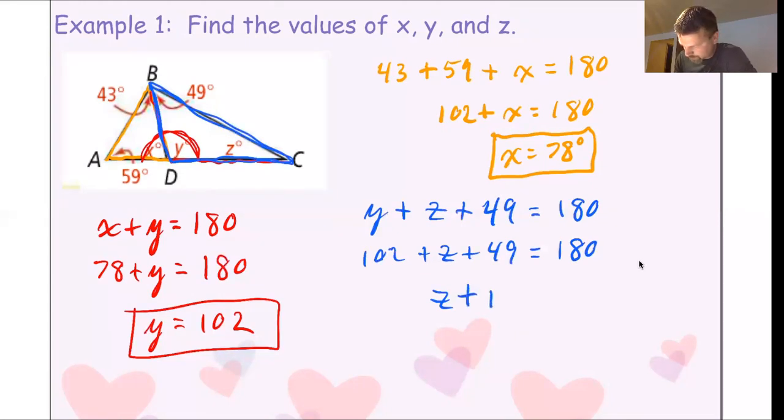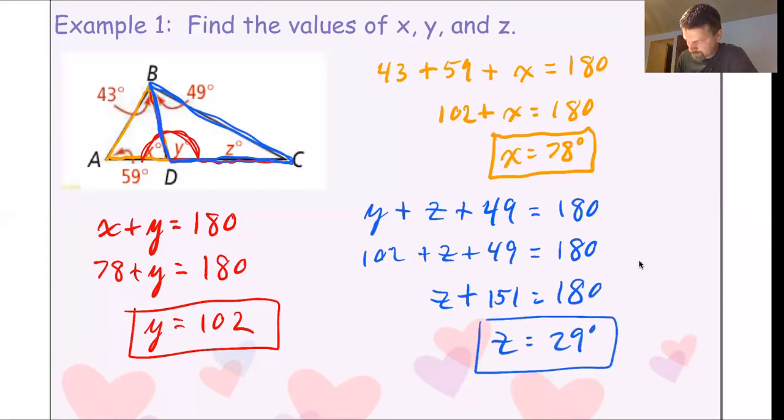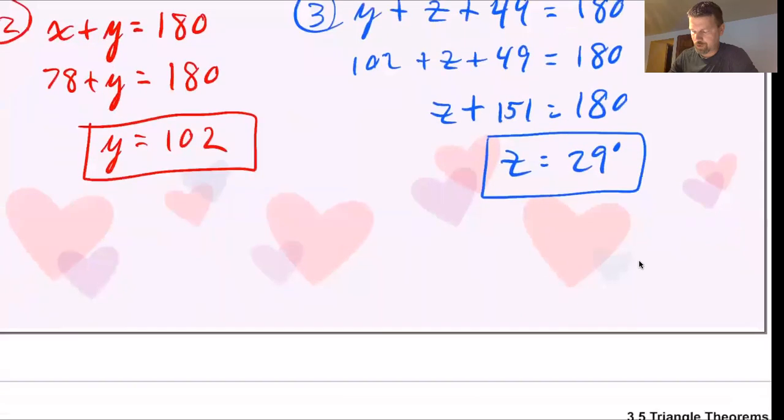That's 151. And if you subtract 151 from both sides, z is going to be 29 degrees. Found x first. Then we used that to find y. And then we used y to find z. That's all there is to it. That's what we're doing today. Let's try just a couple more and we'll be done.